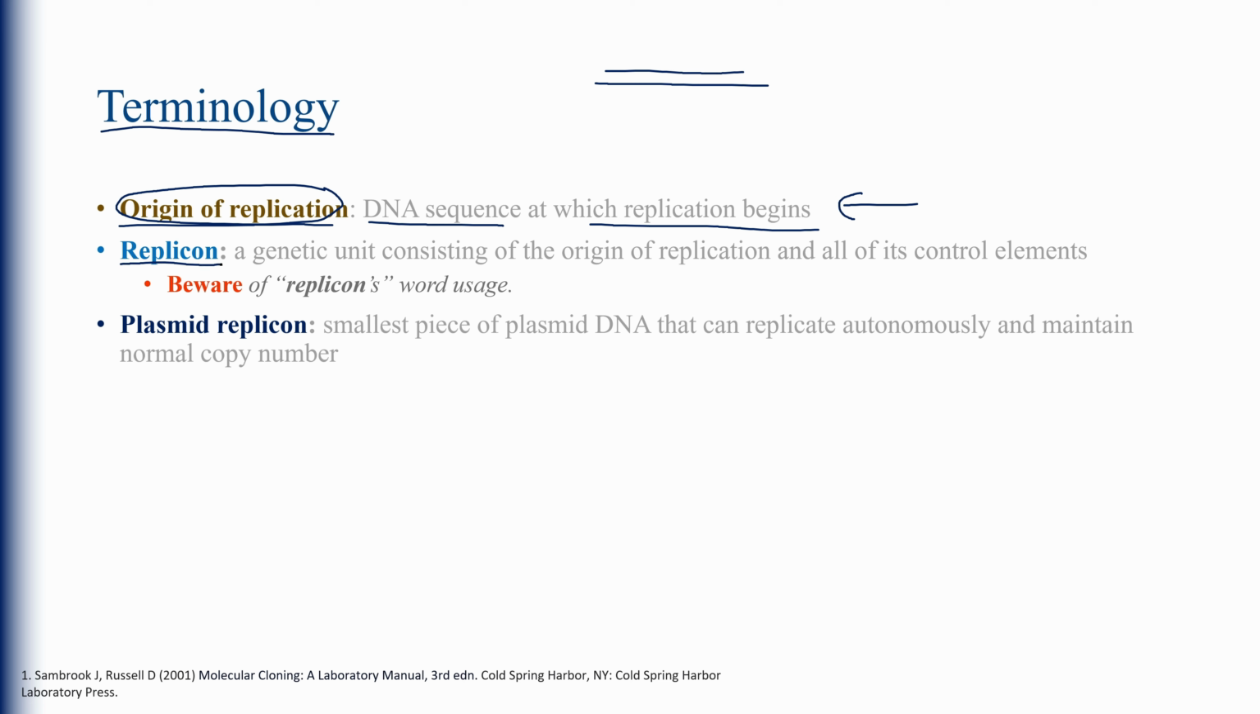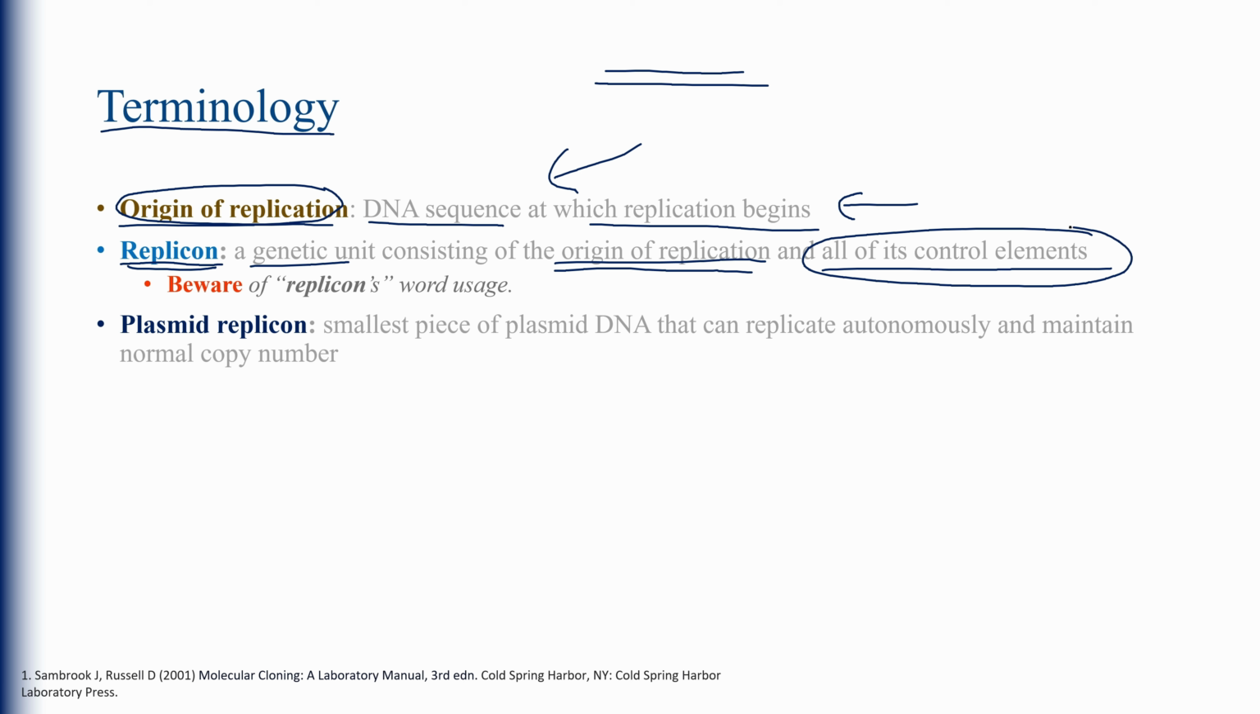The case is not the same for the replicon. A replicon is a bit of a more abstract term, a bit of a more abstract concept, and you'll see that it has different word usages across literature. So, first, the replicon you can think of as a genetic unit that consists of the origin of replication. So, it consists of the origin of replication, but also all of its control elements. That is, all the control elements that are going to regulate the replication of the plasmid.